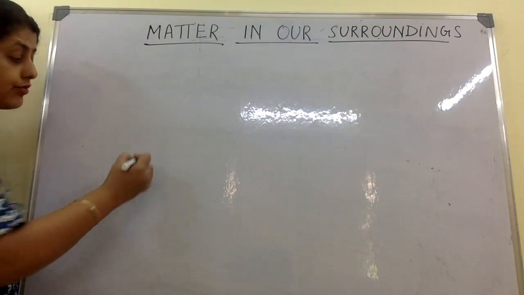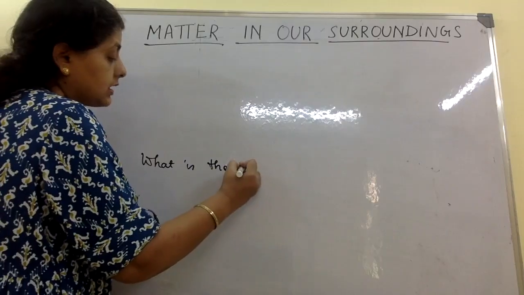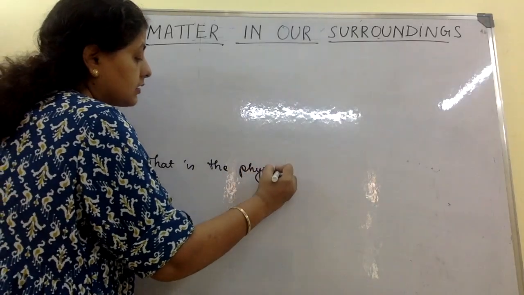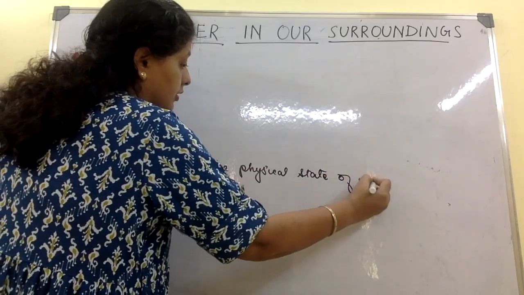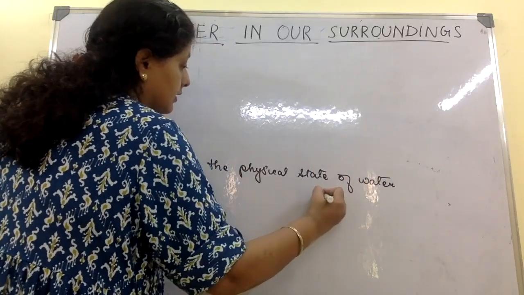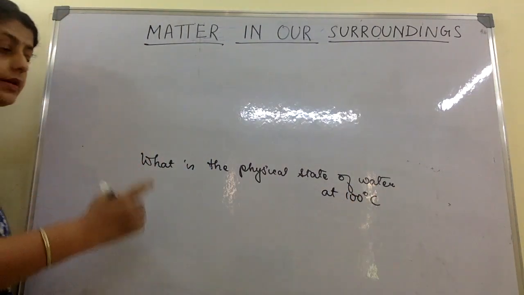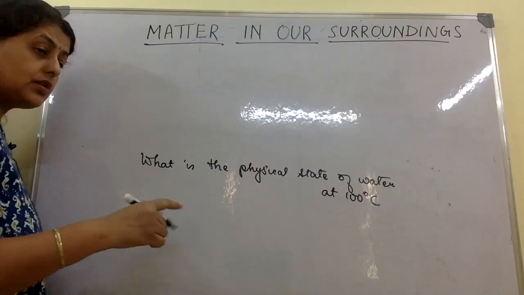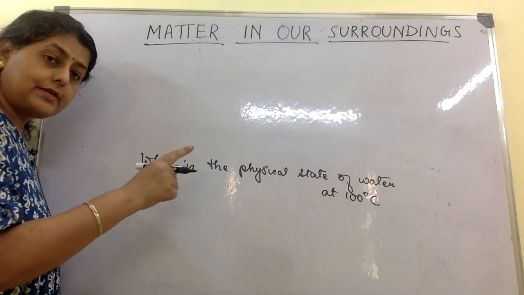Now there is one question. What is the physical state of water at 100 degrees centigrade? The physical state of water at 100 degrees, think a little. What should it be at 100 degrees centigrade?